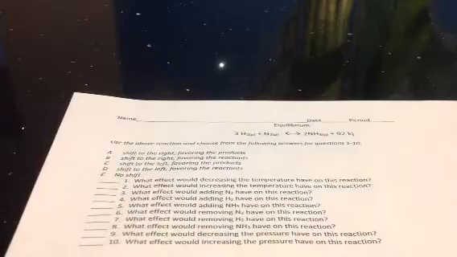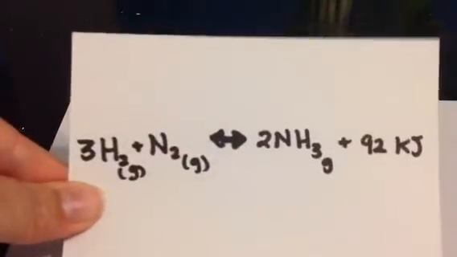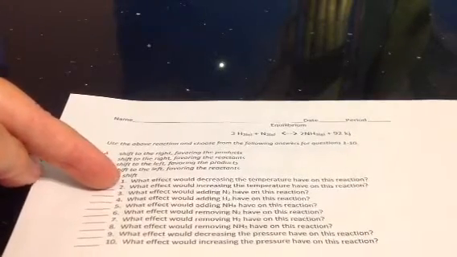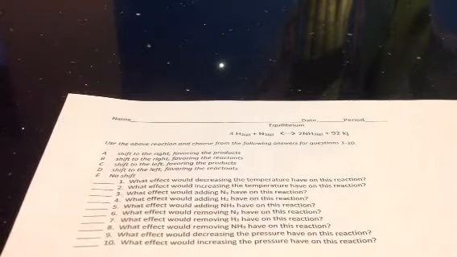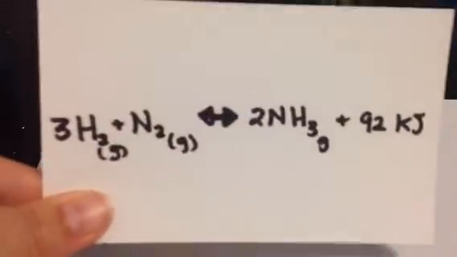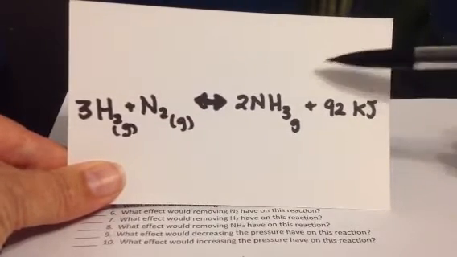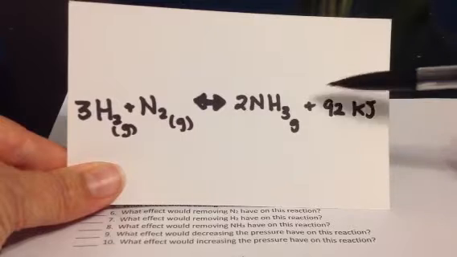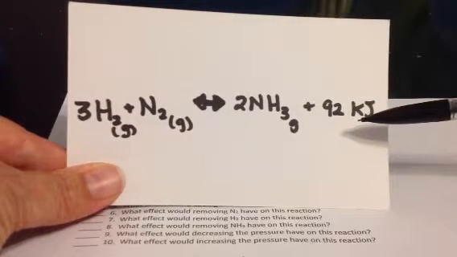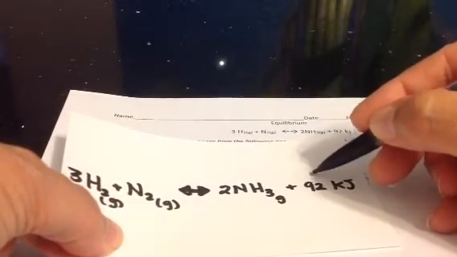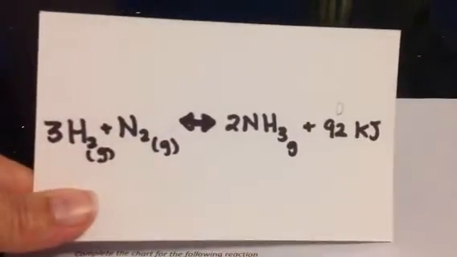All right, so let's look at the equation. Here's the equation again. And I am reading question number 1 right now. It says, what effect would decreasing the temperature have on this reaction? Now, the temperature in this reaction is listed here in the form of your kilojoules. So this is where temperature is being looked at in the problem. And so I am going to decrease the temperature. So right over top of where temperature is, I'm going to put a D for decrease.